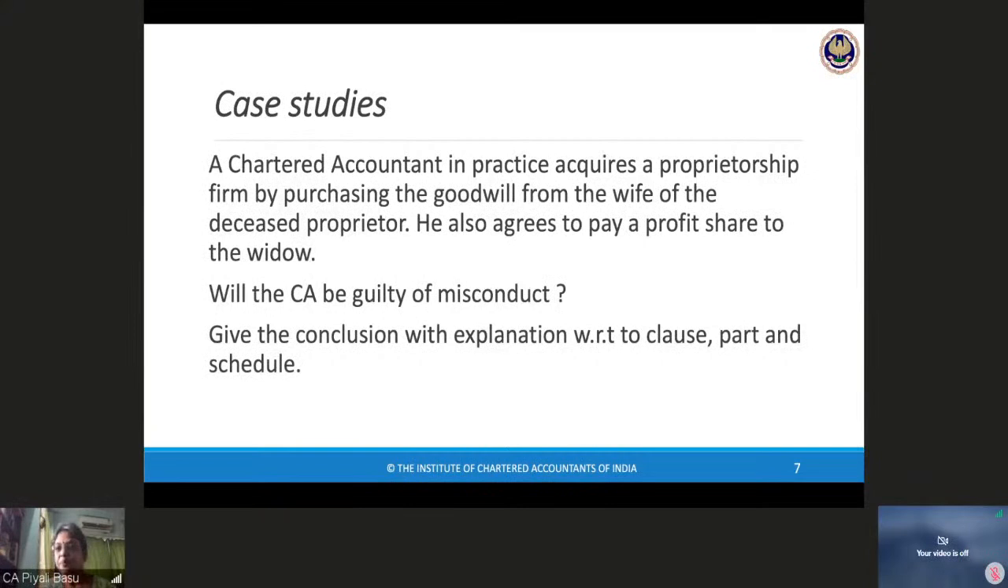He is guilty. He is guilty because it's a proprietorship firm, and it could be a partnership firm also. You cannot share a part of your profit with a non-partner. Yes, Srinivas, very good. Because the widow is not a partner in the firm, this CA will be guilty of misconduct under clause 2, part 1, first schedule.